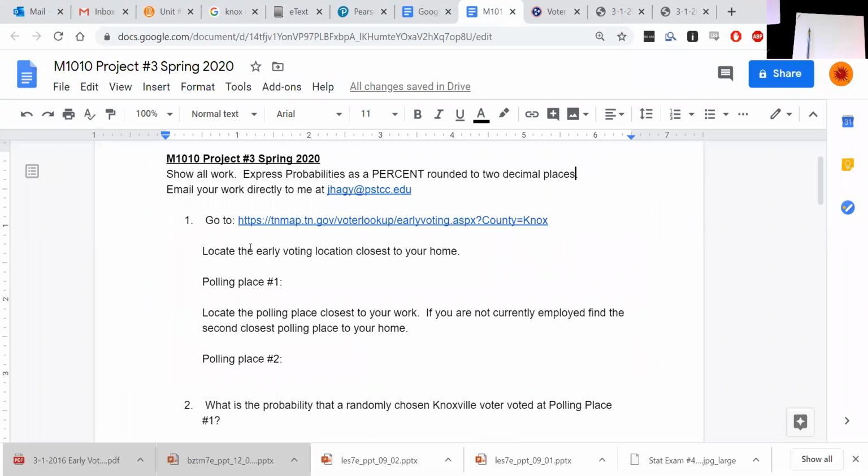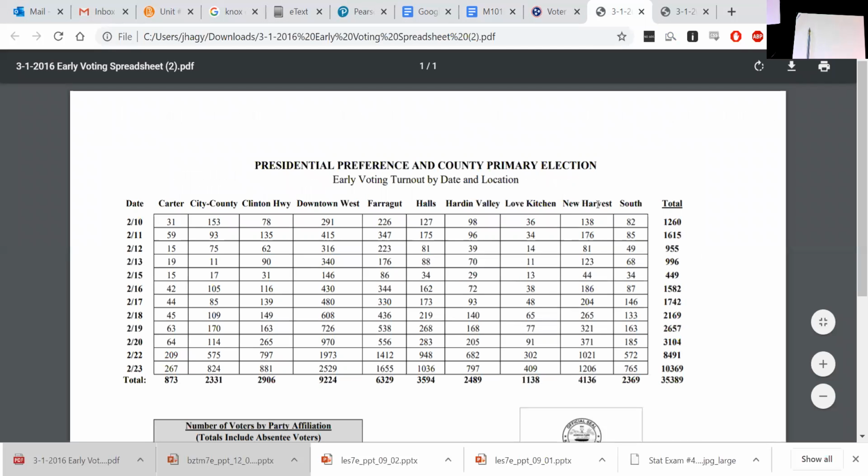So question number one is you're going to locate the early voting location that's closest to your home. You're going to choose two polling places for this problem. The second polling place is going to be whichever one is closest to your work. Now, if you're not working in addition to going to school, that's fine. You can choose the second closest one to your home. So when I'm talking about the polling places, I'm talking about these listed at the top.